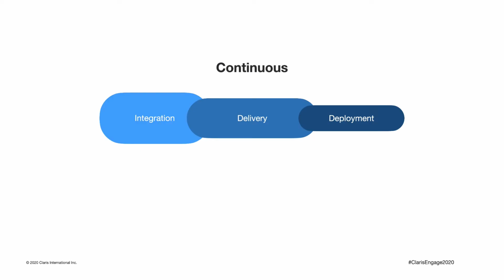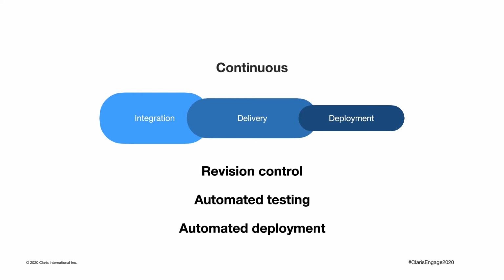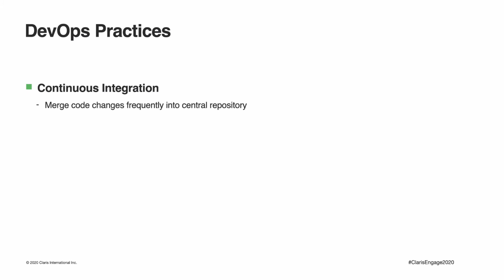Earlier on, we introduced this notion of continuous DevOps practices. Let's go back to this now and see how revision control, automated testing, and automated deployment fit in with these three practices. With continuous integration, code changes are merged frequently, as in daily, into a central repository. Unit tests that have been created are run automatically whenever code is checked in. And the code build also happens automatically.